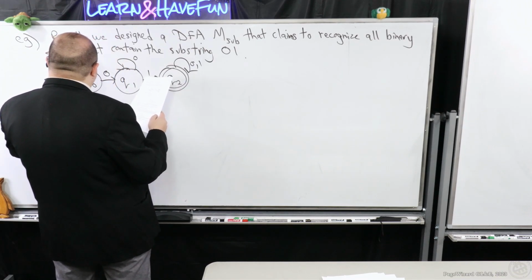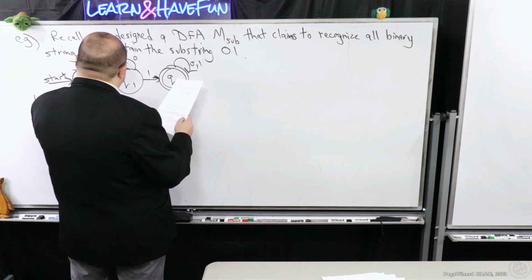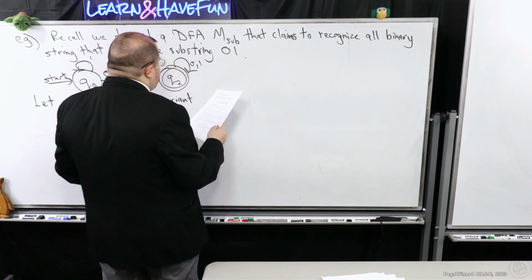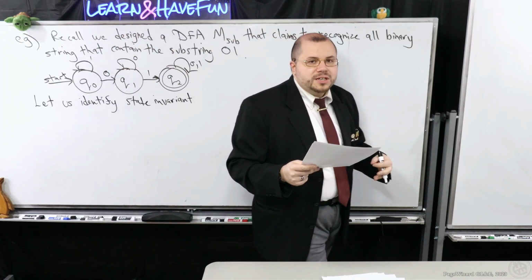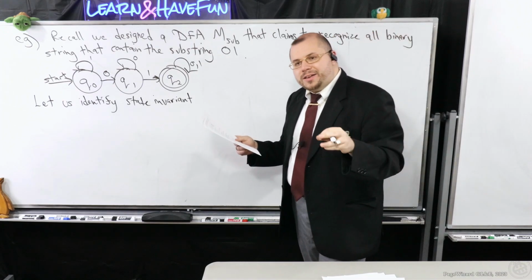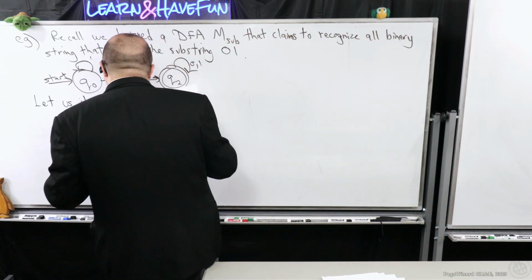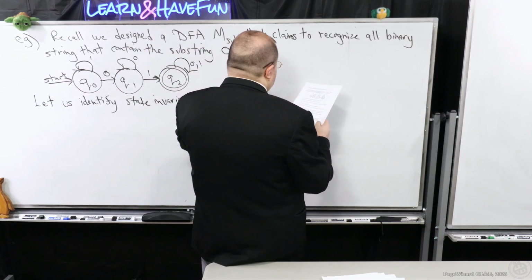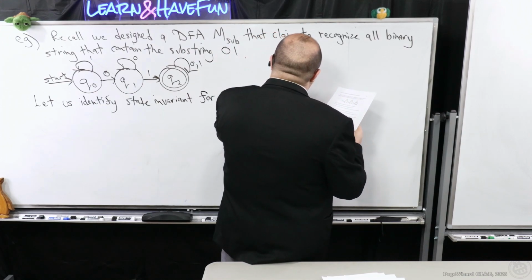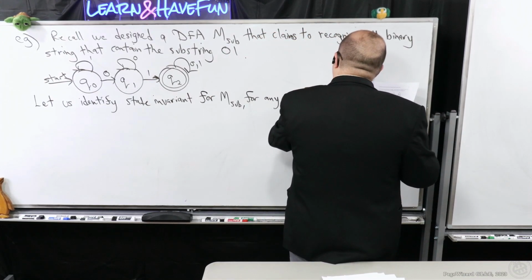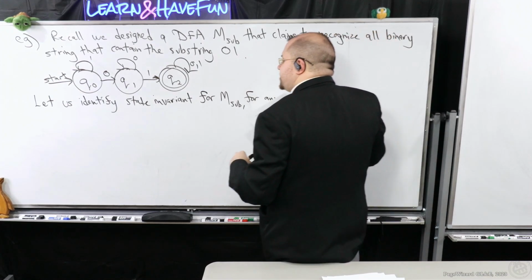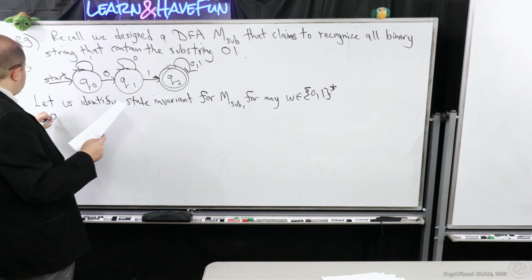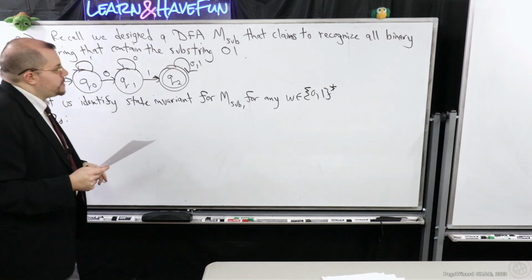So let us identify state invariants. As a reminder, a state invariant is a property that is always going to hold during the processing of the string. We're going to identify state invariants, one for each of the states, for any one of the binary strings. So the first thing is, let's look at Q0. What does Q0 have in relation to this?